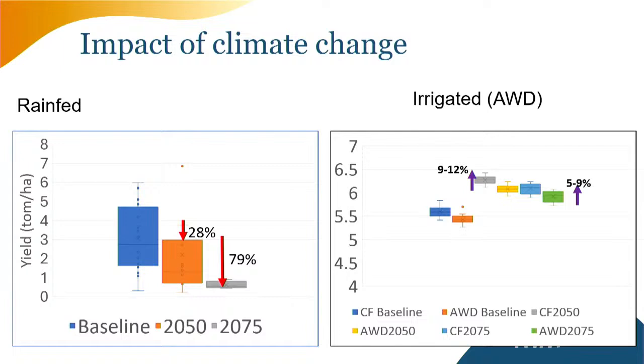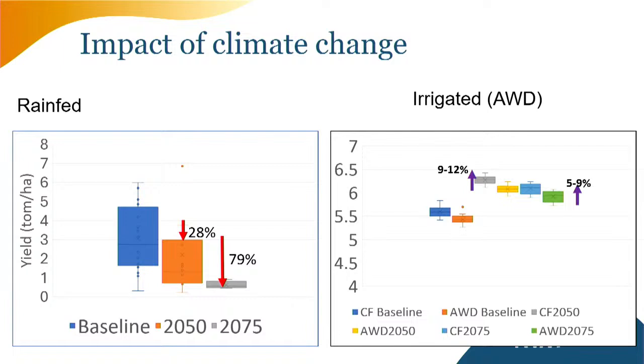This is a model for rice. If we use the AWD, for example, there is a high possibility of increasing the yield from 9 to 12% in the near future, and also 5 to 9% in the far future. So this indicates that irrigation is an option. It's not just an option, it's a must, a necessity to continue with.